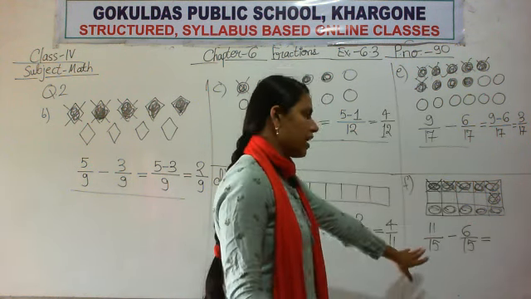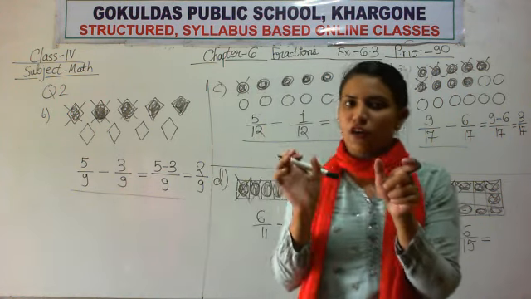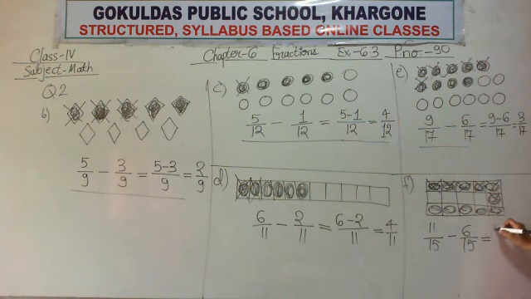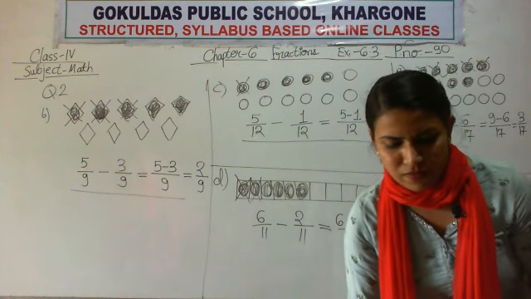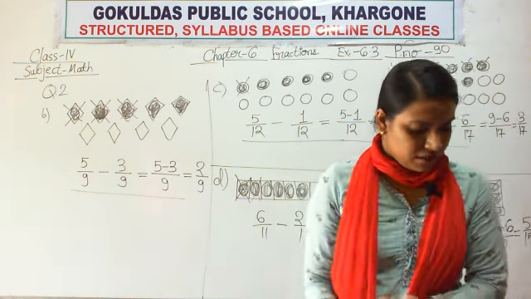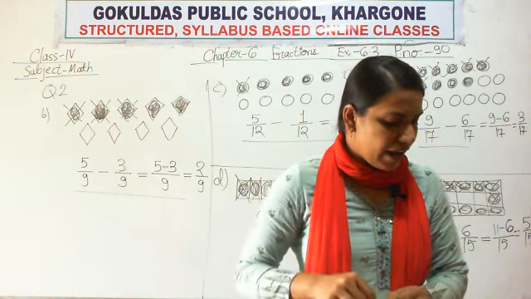Now solve this. How do we subtract fractions? We check the denominator of both the numbers. If denominators are same, then we subtract the numerator only. 11 minus 6 upon 15. So 11 minus 6 is 5 upon 15. So this is how we write subtraction facts.